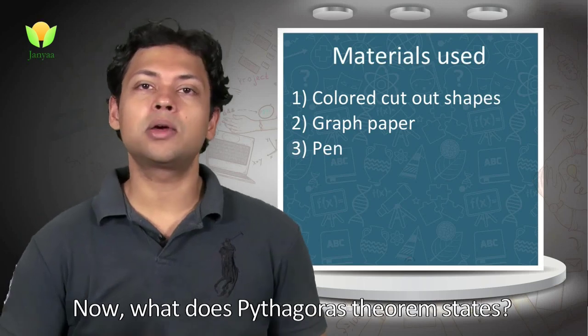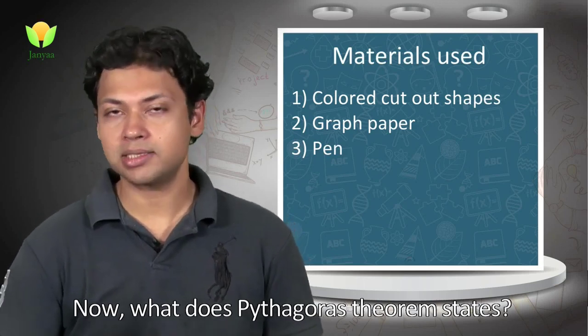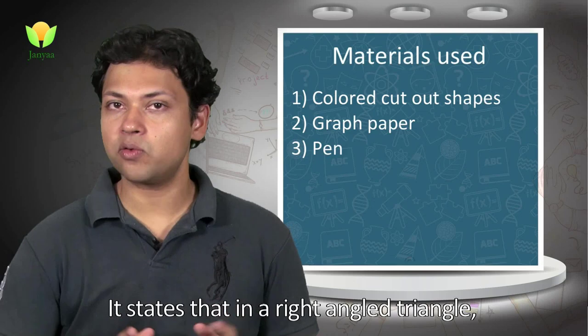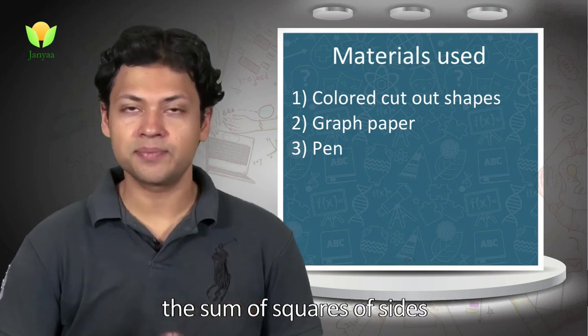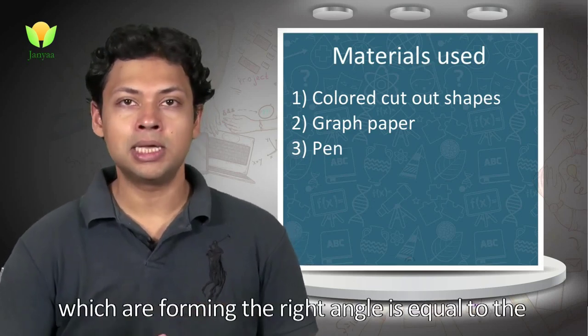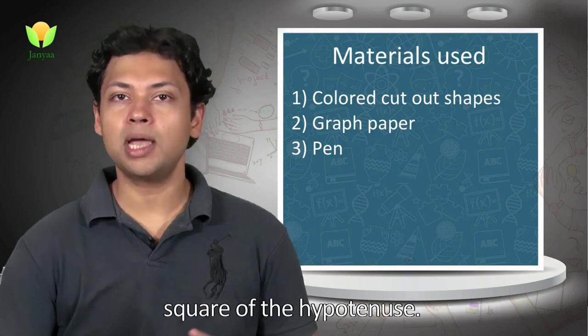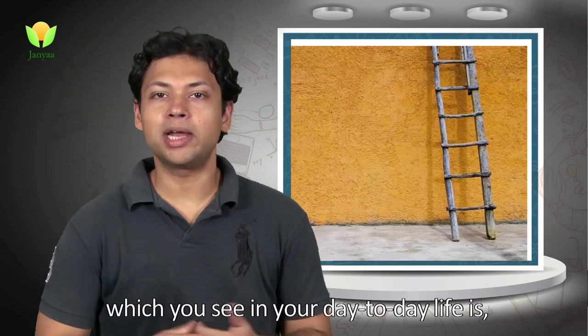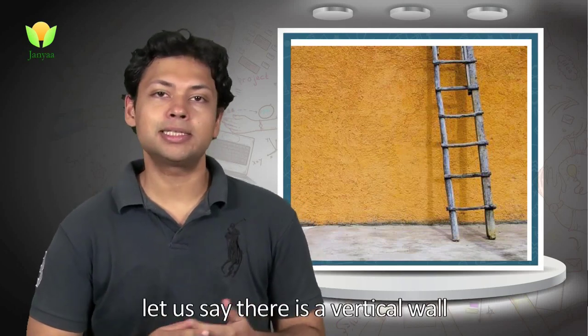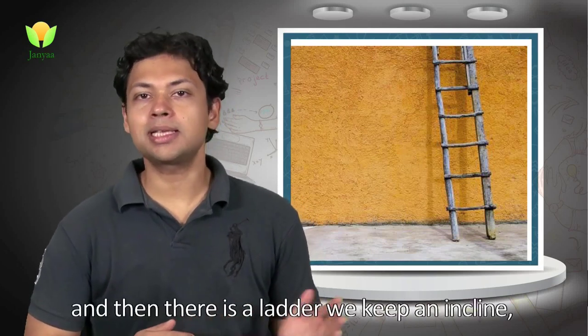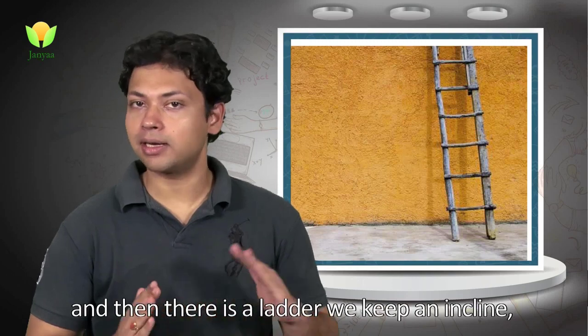Now, what does Pythagoras theorem state? It states that in a right angle triangle, the sum of squares of sides which are forming the right angle is equal to the square of the hypotenuse. An example of Pythagoras theorem which you see in your day-to-day life is, let's say, there's a vertical wall and then there's a ladder which we keep at an incline.